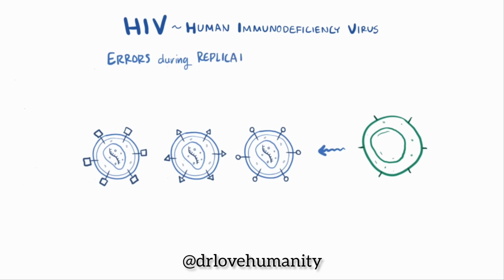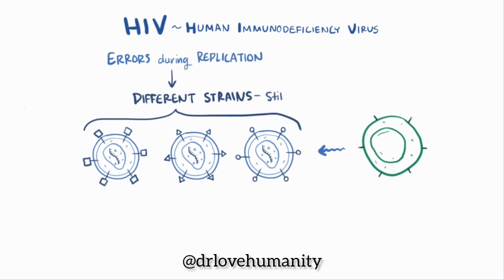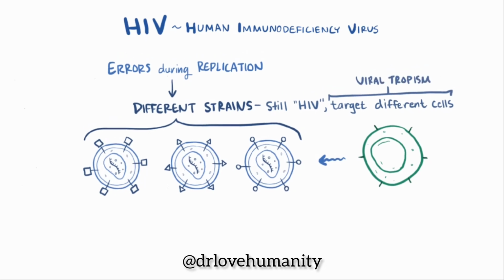One thing to know is that HIV is notorious for making errors when it replicates, and that during infection it can mutate to create slightly different strains of viruses. These viruses are all still considered HIV, but they behave slightly differently from each other and target different cells in the host. In fact, that host cell preference is called viral tropism.